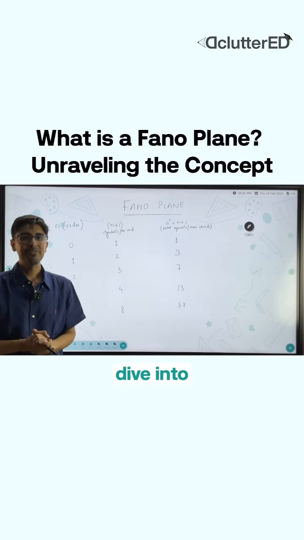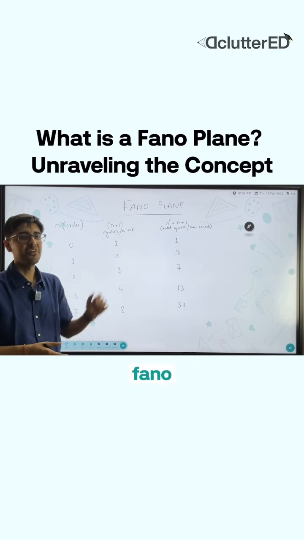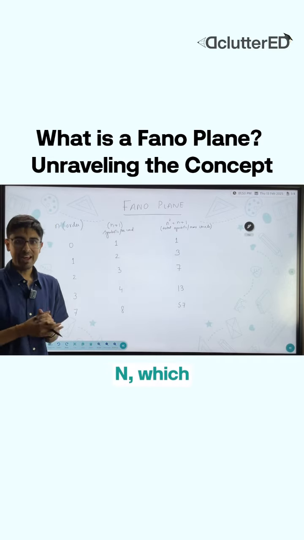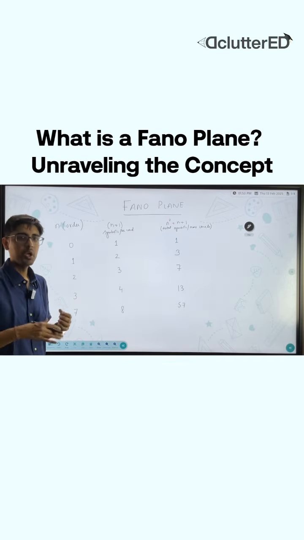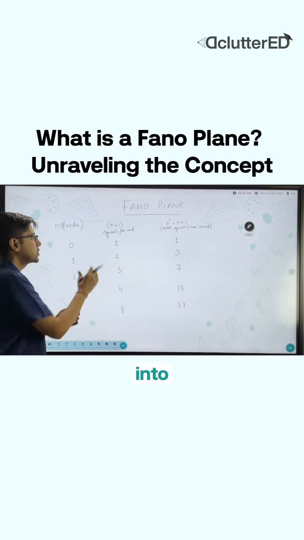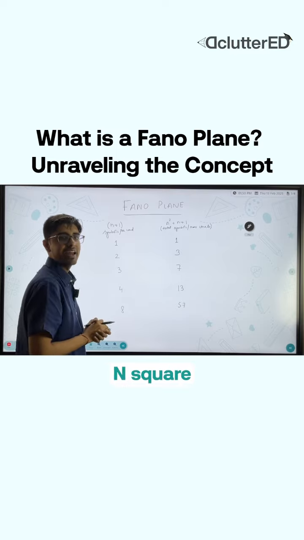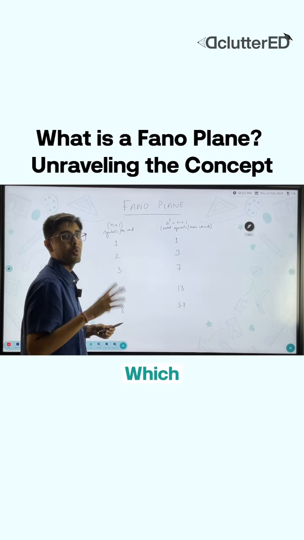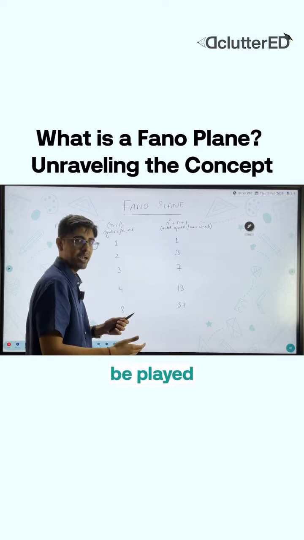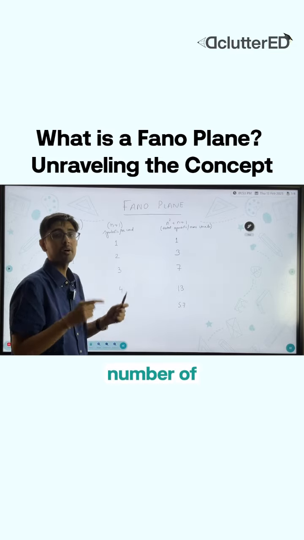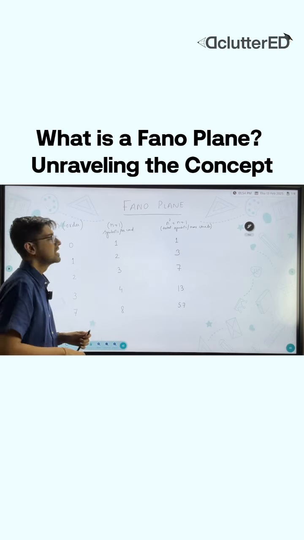Let's now dive into the maths behind Dobble, and that is through Fano planes. Let's define a number n, which is called the order of a Fano plane. I have n plus 1, which essentially translates into the number of symbols on every card, and then I have the value n squared plus n plus 1, which translates to the maximum number of cards that can be played and the maximum number of different types of symbols that you will need.